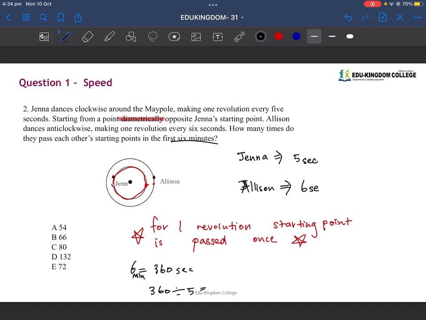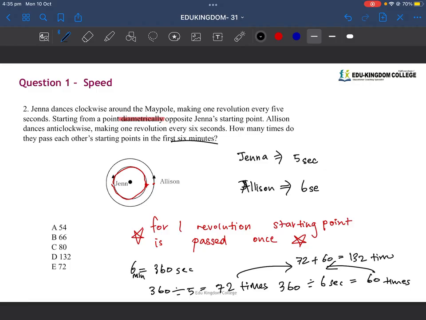we should get the amount of times that they pass the other person's starting place. That's 72. And for Allison, 360 divided by 6 is 60 times. Right? And the question asks, how many times do they pass each other's, meaning that we get both of them and add these up. So 72 plus 60 would be 132 times altogether. Okay? And so the answer is D.